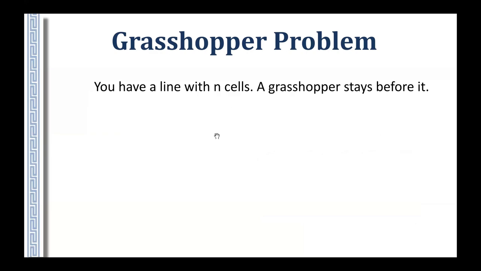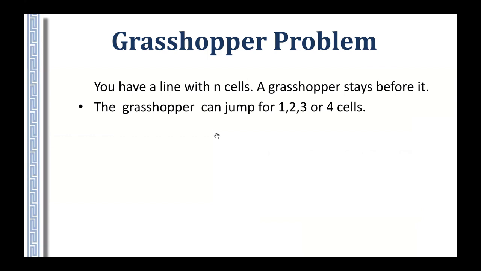So let's look at this idea on a very simple problem that we call the Grasshopper problem. You have a line with n cells, and a grasshopper stays before this line. You know that the grasshopper can jump 1, 2, 3, or 4 cells, only forward, not back, only forward. Yeah, let it be like this.